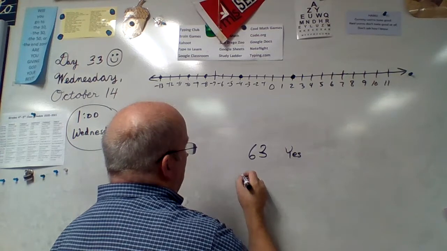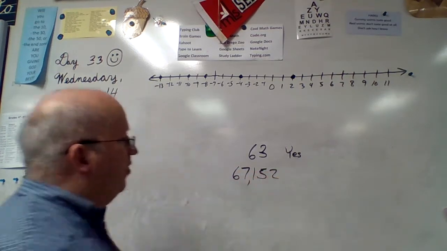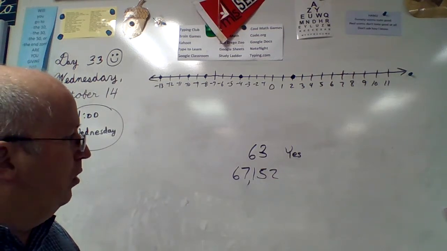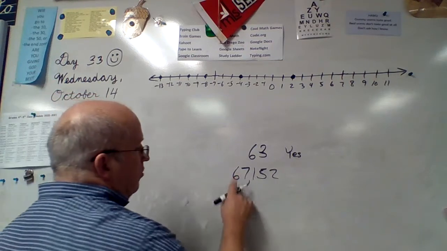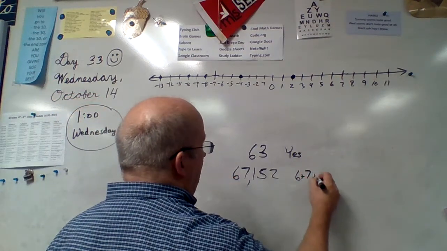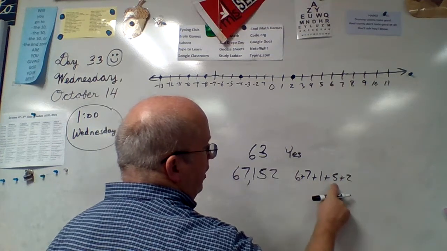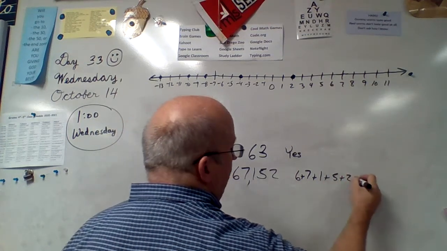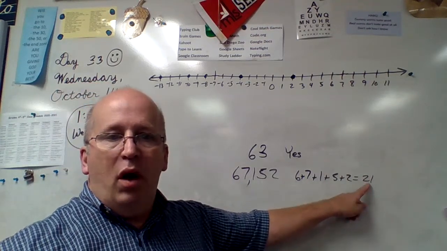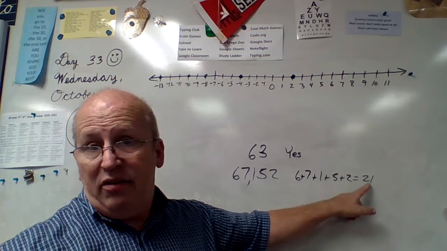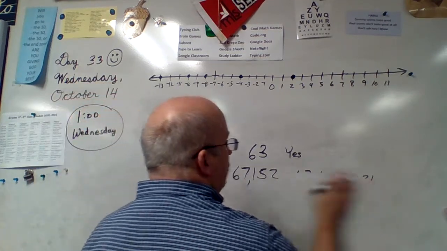How about a bigger number like 67,152? Is that number divisible by 3? Well, let's take all of the digits and add them up, because that's the rule on this. 13, 14, 19, 21. These numbers add up to 21. We then ask ourselves, is 21 divisible by 3? The answer is yes. Therefore, this number is divisible by 3.